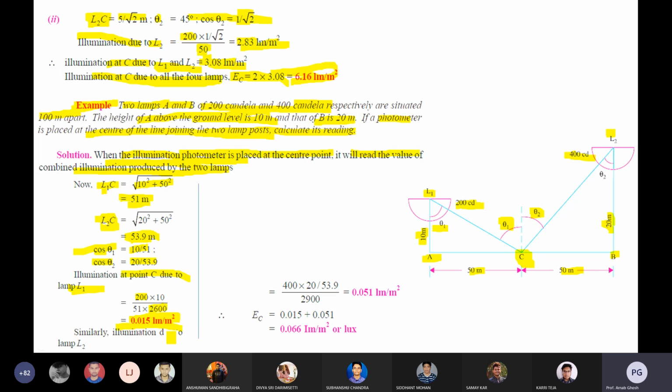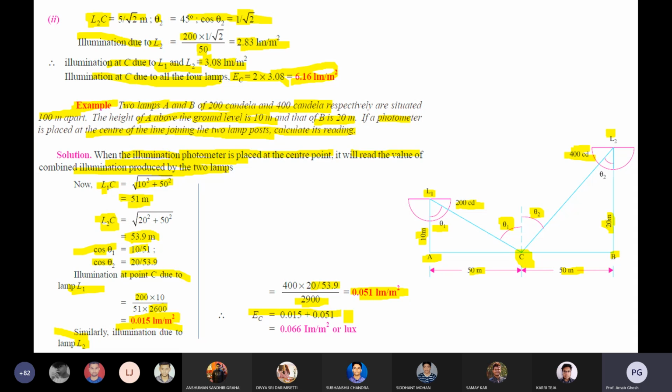Similarly, illumination due to L2 you can calculate. L2 equal to how much? The candle power is 400. So what is the cos value? Cos theta 2 is 20 by 53.9. So 400 into 20 by 53.9, whole divided by 53.9 whole square. So that is coming 2900, so it is 0.051 lumen per meter square.